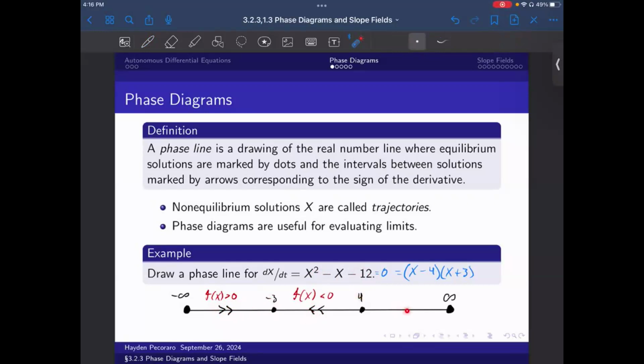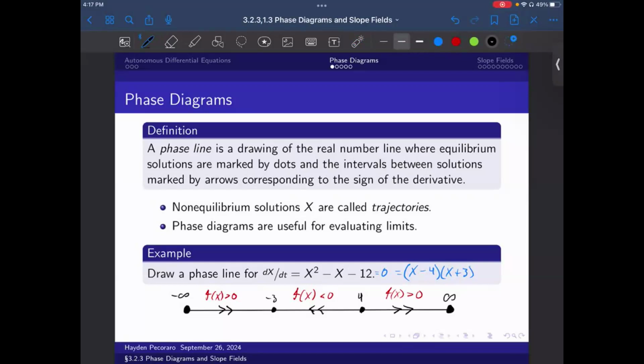Okay, what happens to the right of 4? Well, I compute my derivative again at, let's say, x equals 5. At x equals 5, this is positive and this is positive. So I have a product of two positive numbers, which is positive. All right, and so I get arrows going to the right again. And so now this is a phase diagram.